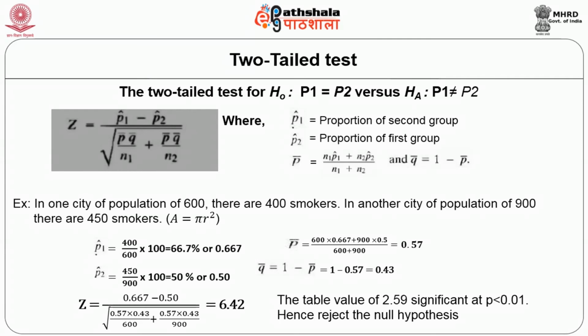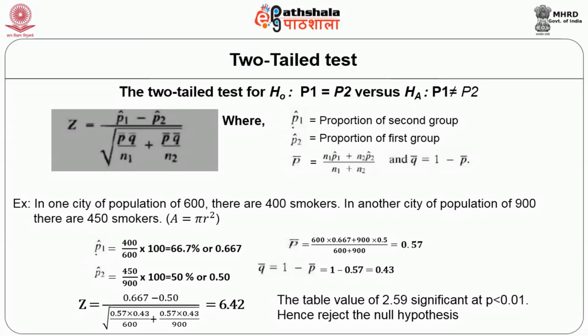We would like to see whether the smoker prevalence is more in the first city or in the second city. If we calculate the prevalence of the first city, 600 men were taken and 400 are smoking, which is almost 56.7%. In the second city, 450 are smoking out of 900, so 50% are smokers. By substituting these values in the formula given above, we found that the value of Z is 6.42.